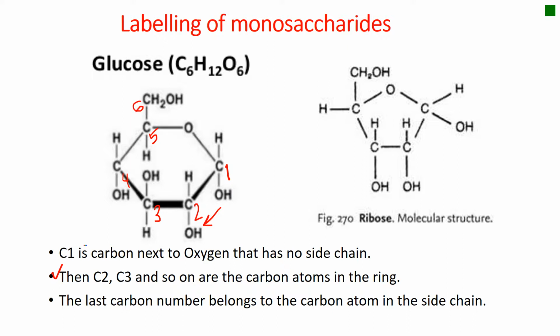All right. Now, how about the ribose? The same thing also happens here. This is the oxygen. Now there are 2 carbon attached to it, this one and this one. Which one has no side chain? Yes, this carbon. So this carbon must be C1, C2, C3, C4, and this side chain must be C5. All right. Now, I think I have mentioned the last point. The last carbon number belongs to the carbon atom in the side chain.